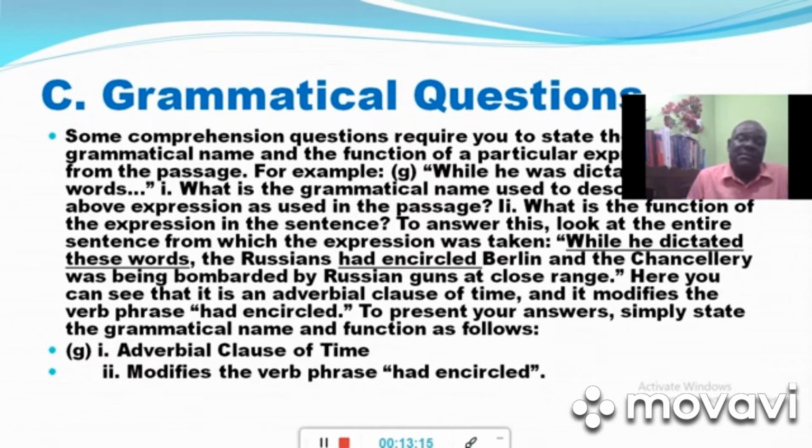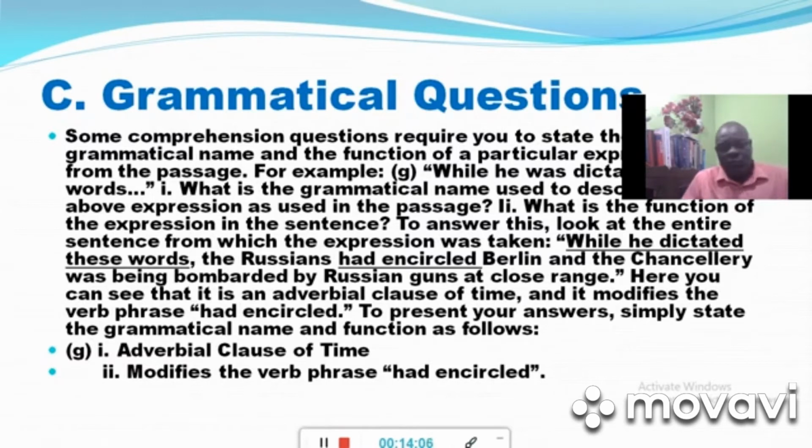Question I: what is the grammatical name used to describe the above expression as used in the passage? And question II: what is the function of the expression in the sentence? Now, to answer this question, you first have to look at the entire sentence from which this expression was taken. And the entire sentence reads as follows: while he dictated these words, the Russians had encircled Berlin, and the chancellery was being bombarded by Russian guns at close range. Now, the way to answer this is to first look at the main clause.